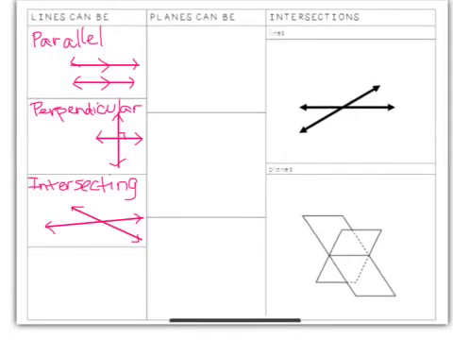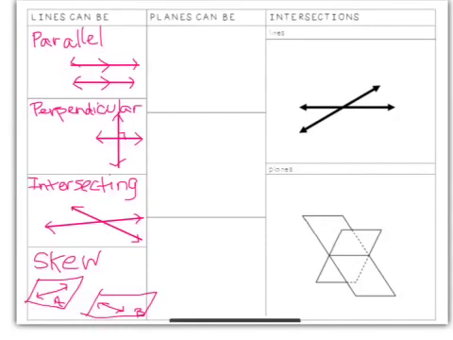Lines can also be intersecting. Intersecting lines, again, note that they're in the same plane, and they just cross paths. In one place, they intersect. It could be at any angle. Technically, perpendicular lines are a type of intersecting lines.